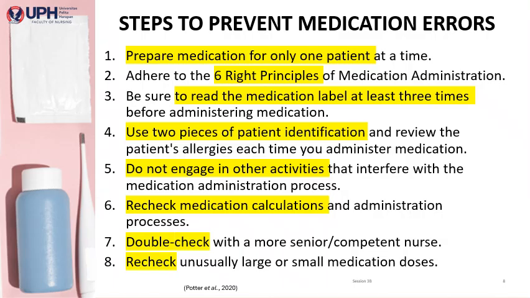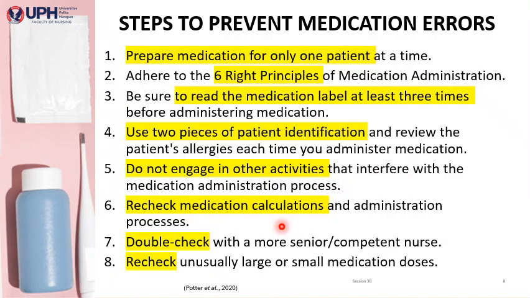Now let's learn about the steps to prevent medication errors. The first one: you prepare only one medication for one patient, and you adhere to the 6 rights principle. Then you read the medication label at least 3 times, use 2 pieces of patient identification when you administer it to the patient, and always review the patient's allergies each time. And you do not engage in any other activities that interfere with the medication administration process.